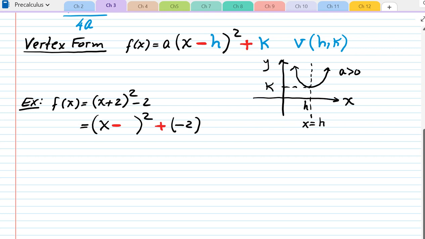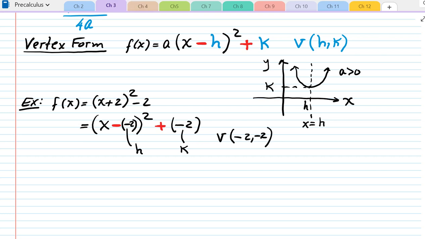And the negative 2, I can write it as a plus negative 2. And the positive 2 within parentheses, I can show that as a double negative, correct? Negative of negative 2 is 2. So there you have it. Again, doing so will enable me to correctly identify the h and k. So h is negative 2 and so is k. The vertex has coordinates (negative 2, negative 2).